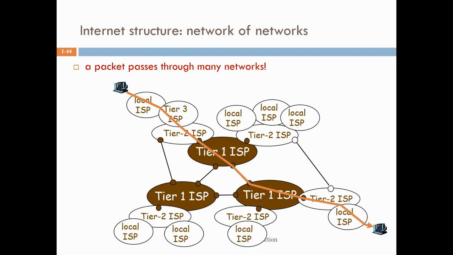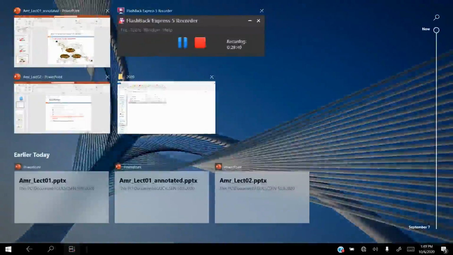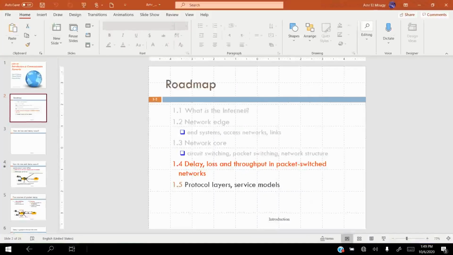The Tier 1s are peers of each other, so it can jump from a Tier 1 ISP to another Tier 1, and then the Tier 1 sends it to a Tier 2, and then a local ISP or a Tier 3, which then sends it to the final destination in this case. So your packet may pass through many, many networks before it reaches the destination. Okay. This concludes our discussion of the overview of the internet, the core and the edge.